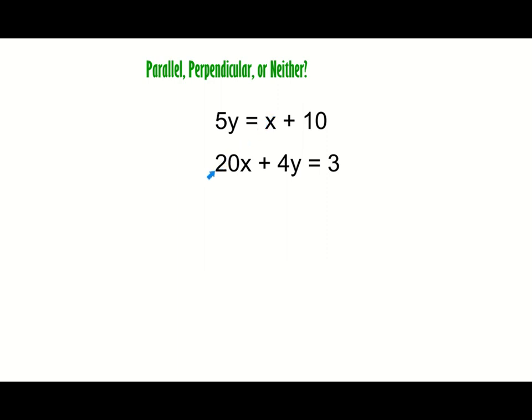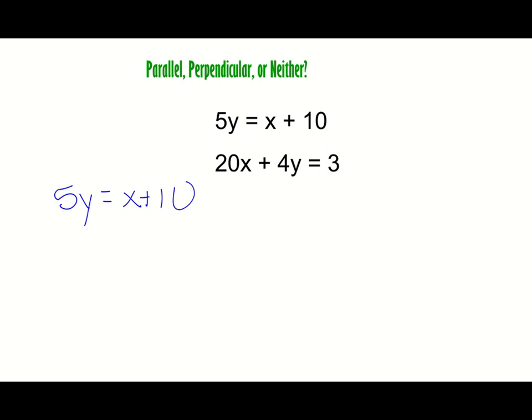They're not opposite reciprocals. But in order to know the slope, both of these have to be in slope-intercept form. So I can't look at the equations as they are. I need to change them to slope-intercept form. So I'm going to change this first one to slope-intercept form.